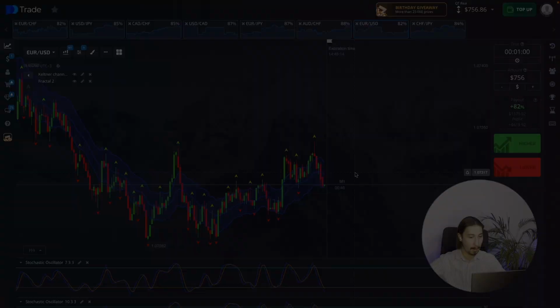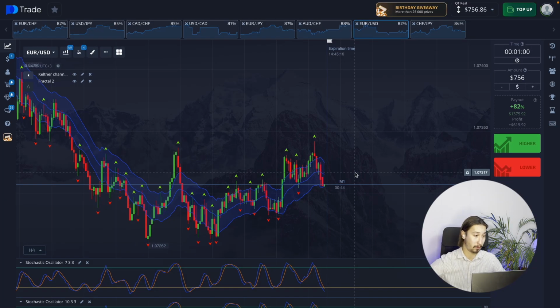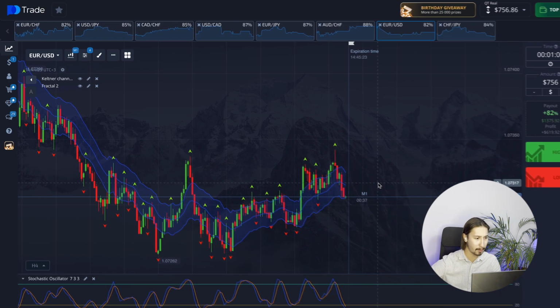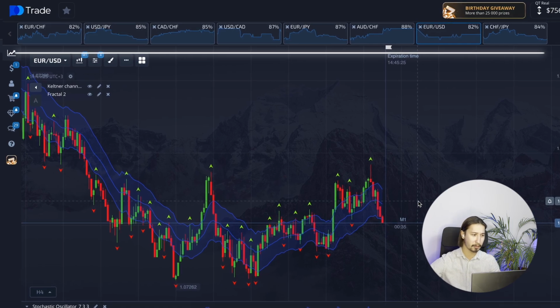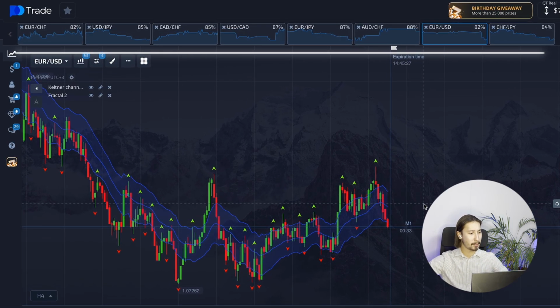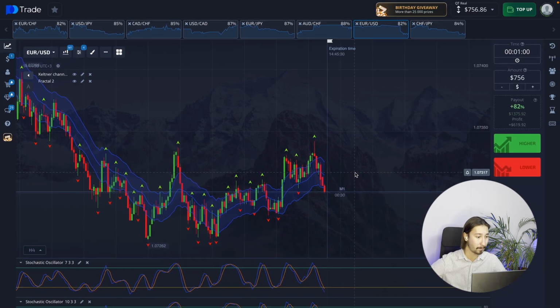Let's get started. Alright, we're on Pocket Option. For the first strategy, I have analyzed all the currency pairs, selected them, buttons, percentages. You can see that in front of your eyes, of course.